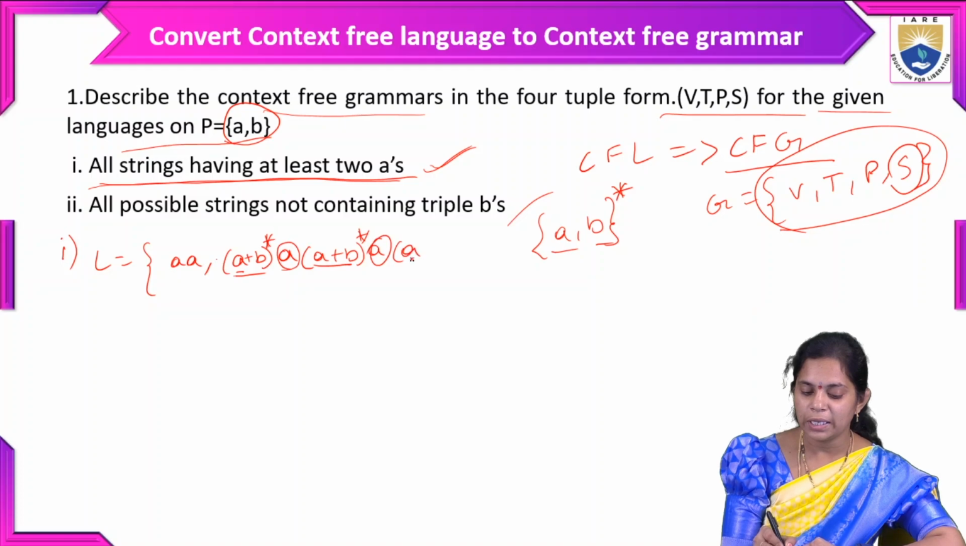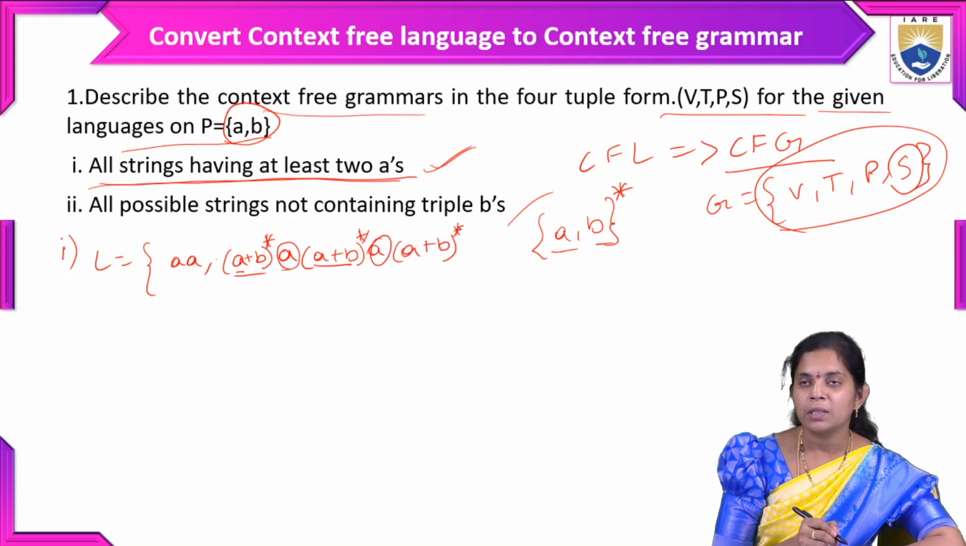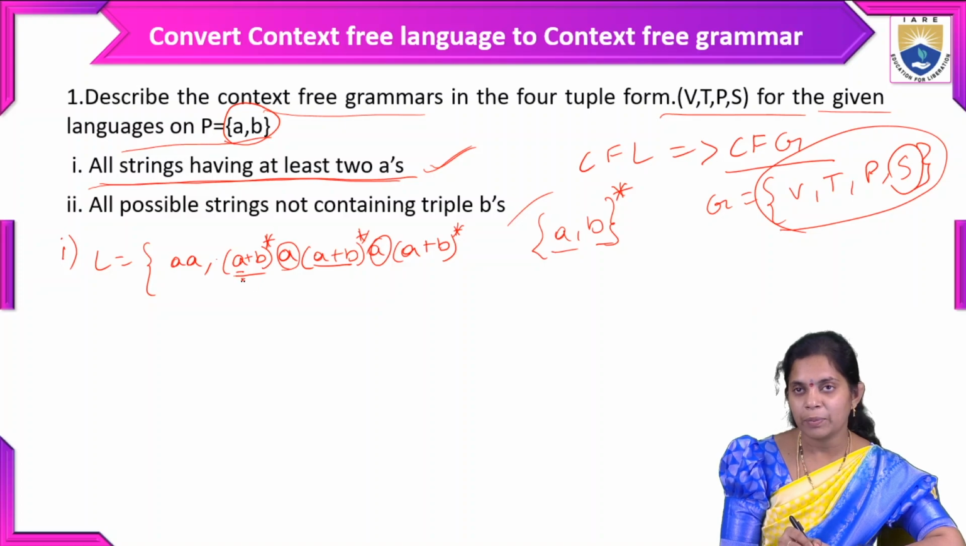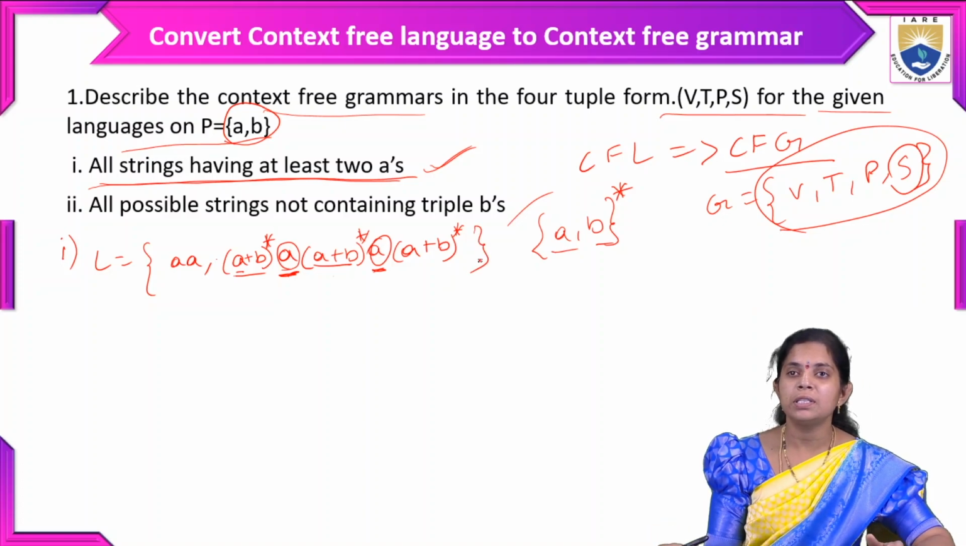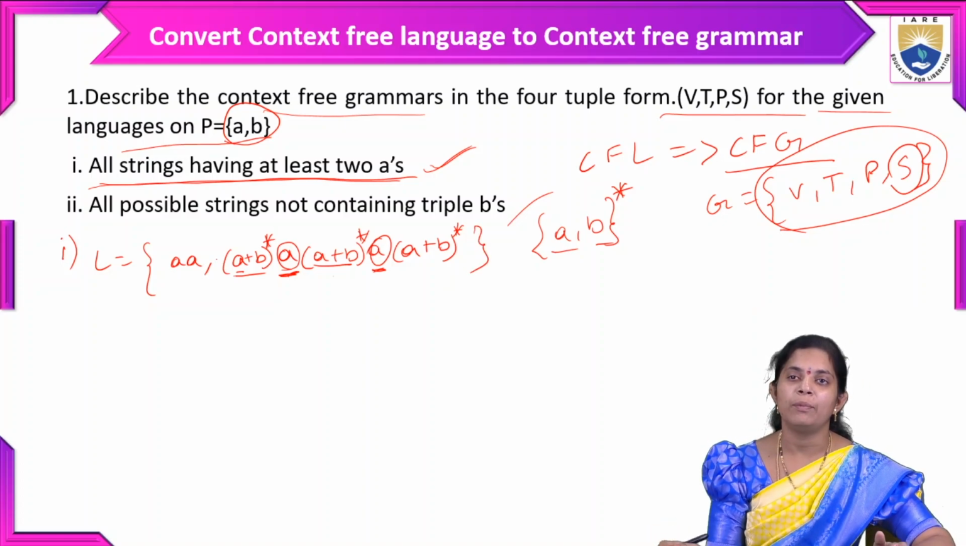So that at least 2 A's are satisfied here. In between these 2 A's we are writing like this. It can have multiple A's or B's or AB combinations, and the two A's are a must. At least two A's are required here, so we are satisfying that condition. This is how we write the language. For this language, we need to write the grammar.